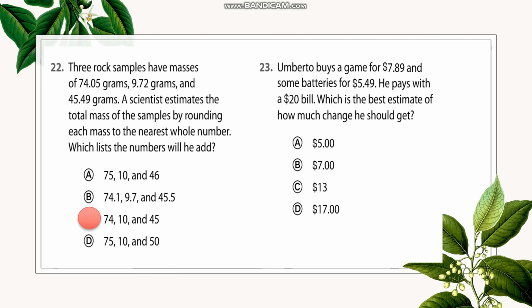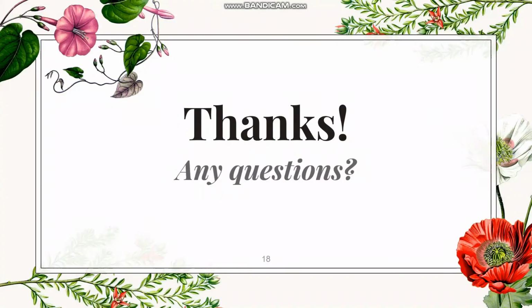Umberto buys a game for $7.89 and some batteries for $5.49. He pays with a $20 bill. Which is the best estimate of how much change he should get? So the correct answer is $7. Why? Because if I'm going to estimate, 7.89 is nearest to 8. Okay? And 5.49 is nearest to 5. So 8 plus 5 is 13. If I'm going to subtract that from 20, the answer is $7. So that's it.